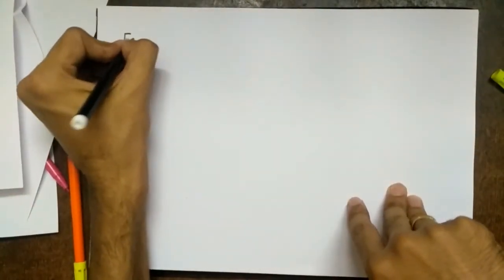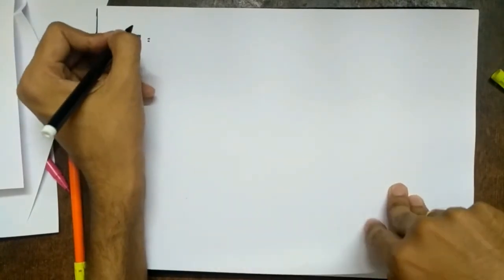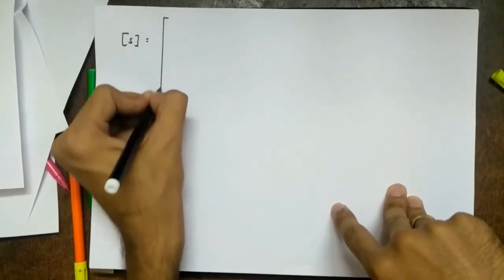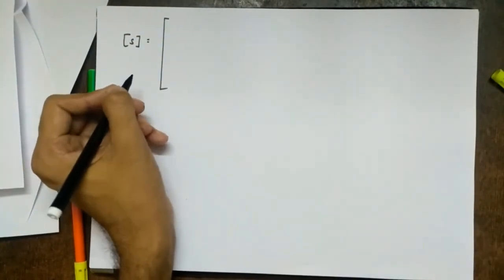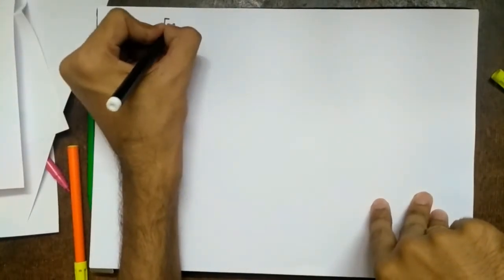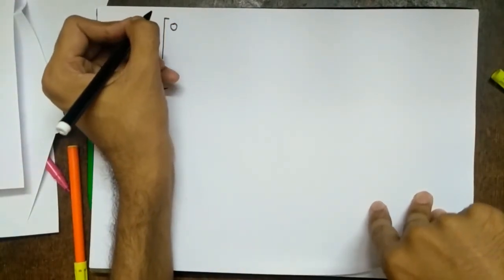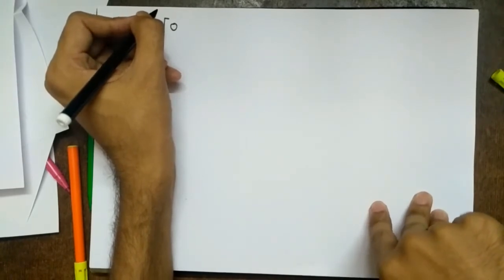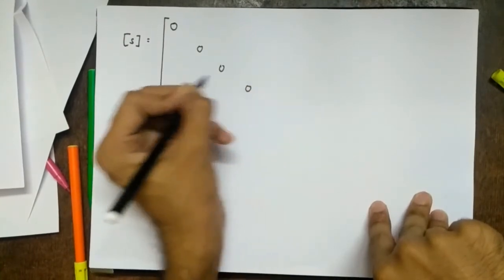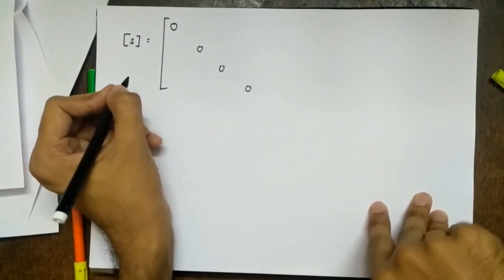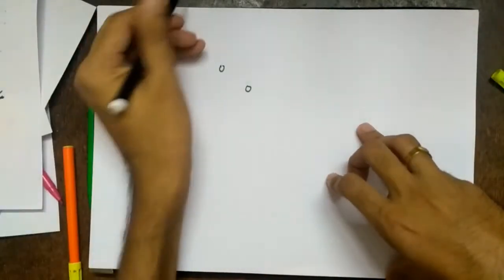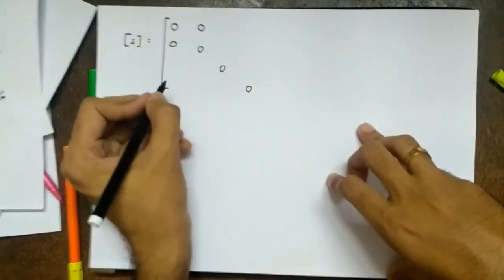So it is a 4-port network now, right? Again I'll have 4 ports. I'll directly start writing. So let's assume it is matched at all ports. So what will I have? All diagonal elements as 0, right? Then we saw just now that S12 and S21 are 0. So this also will be 0.